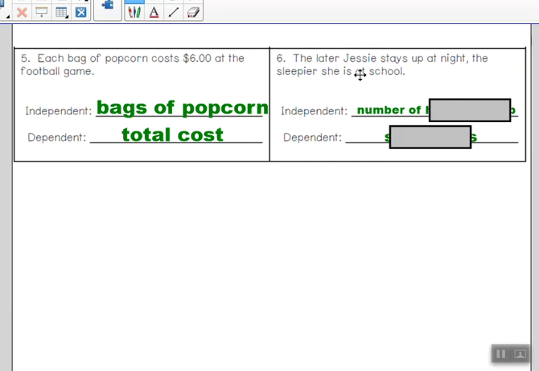In number 6, the later Jessie stays up at night, the sleepier she is at school. Well, the IV would be how much sleep she gets, the number of hours of sleep. And that is going to determine her level of sleepiness or her energy level. Okay, think of it in whatever way, but her sleepiness depends upon how much she sleeps the night before. If she sleeps a good night's sleep, then her sleepiness is not going to be much at all. But if she doesn't get much sleep, then this level of sleepiness will be pretty high the next day when she's at school.